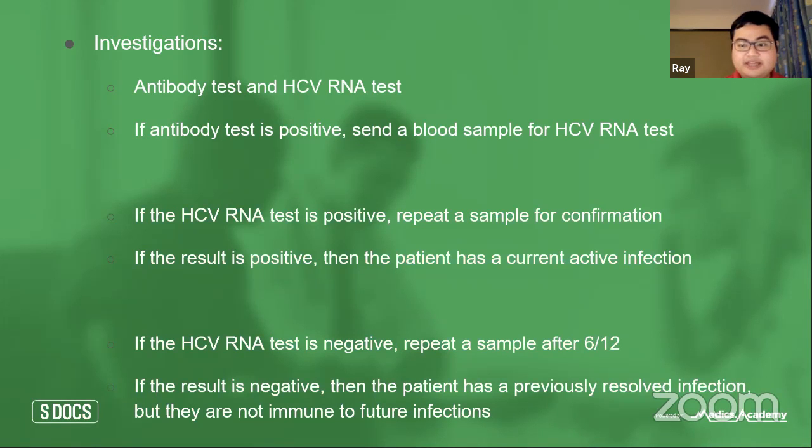However, if in the first place your RNA test is negative, you repeat the sample after 6 months, okay, after the incubation period. And then if the result is still negative, that means the patient has a previously resolved infection and they should be under follow-up. But be warned, you should warn the patient that although you don't have an infection right now, you have a previously resolved infection, you are not immune to any future infections.